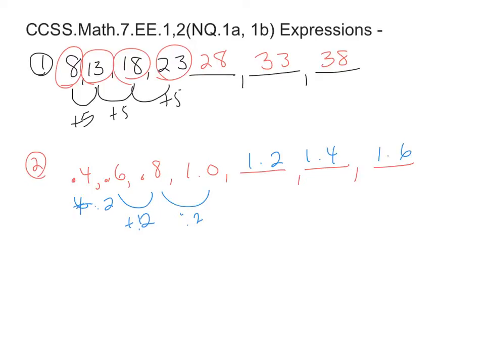So the rule is add 0.2. This rule here would be add 5. Okay, pretty simple. They're not too difficult. Try to look over the problems and ask questions. Thank you.